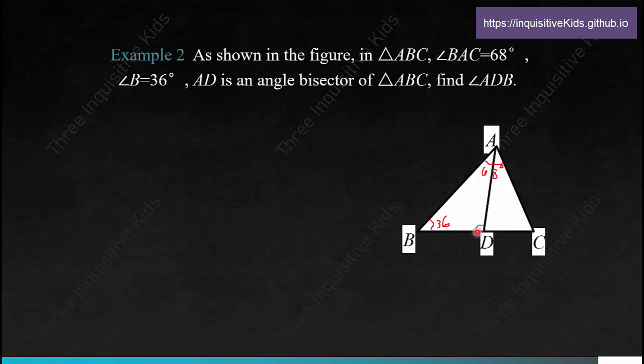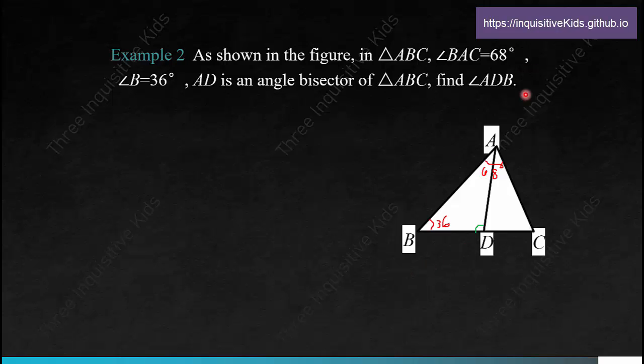Remember from the first lesson in chapter 10, we learned all about how the sum of the interior angles of a triangle add up to 180 degrees. Do you still remember that? So if we want to find this, all we need to find is angle BAD over here, and angle B, which we already know is 36 degrees. So we just need to find what is angle BAD.